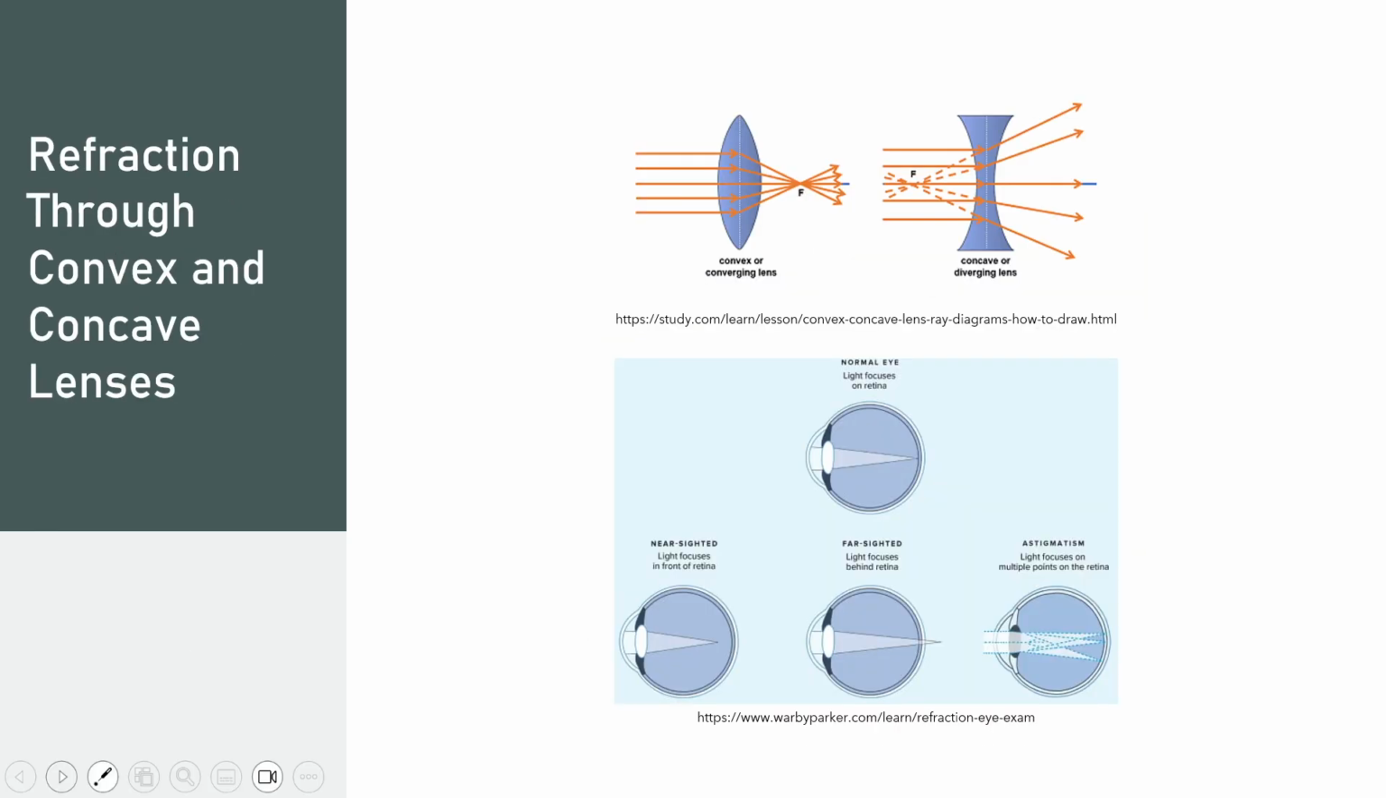Also note that light can be focused or diverged by using lenses which cause refraction. So opposite to how our mirrors work, convex lenses will focus light into a point and concave lenses will disperse that light out.